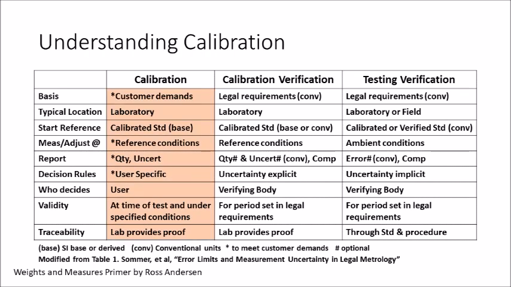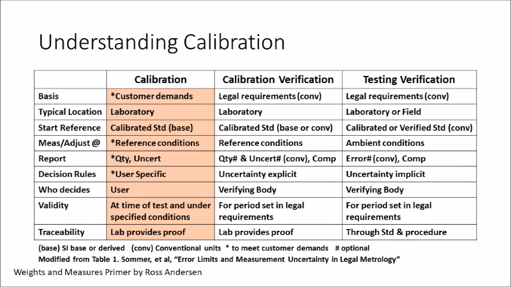Calibration is driven by customer demands. It's done in the laboratory, and the starting reference is always a calibrated standard in base units. Now, base units are what we call SI units, all traceable to the SI, but not conventional. Conventional units are like conventional mass and other units where we take certain shortcuts. Now, what's important about calibration is you adjust and test at reference conditions. You report quantity and uncertainty to meet customer demands.